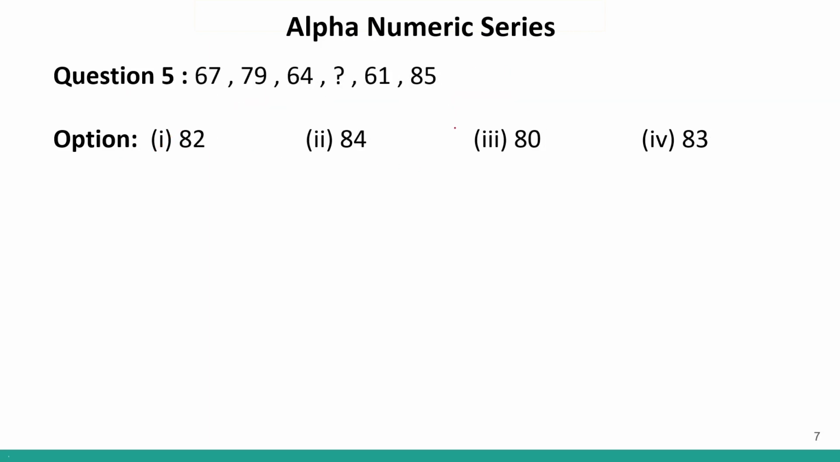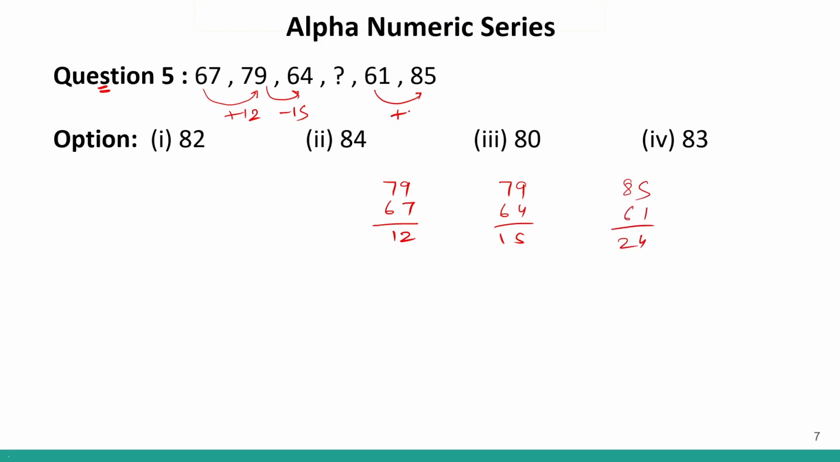Clear? Now, question number 5. Again a series with a missing number. Let us find out. So 67 and 79. If I see 67 and 79, basically 79 minus 67 is 12. This is an addition of 12. From 79 to 64, this is a subtraction of 15. Correct? And over here, 61 to 85, going from 85 to 61 is a subtraction, or an addition, of 24. I cannot see a logic looking at these numbers.